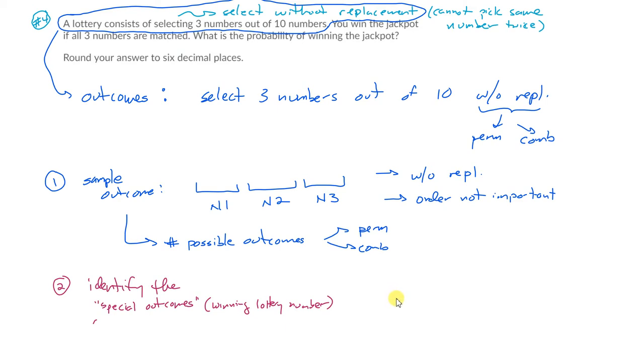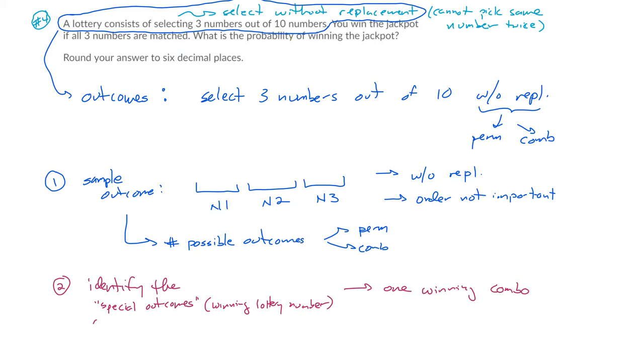Well, how many numbers did the lottery company draw? Like how many 3-number combinations did the lottery company pick when they ran this round of the lottery? How many combinations does a lottery company always pick? They just pick one. Okay, there's one winning combo. So the number of special outcomes is just going to be one. Of all of those hundreds or thousands of possible outcomes that we could have chosen, only one of them is going to match the lottery choice, and so only one of them is going to be a winner.